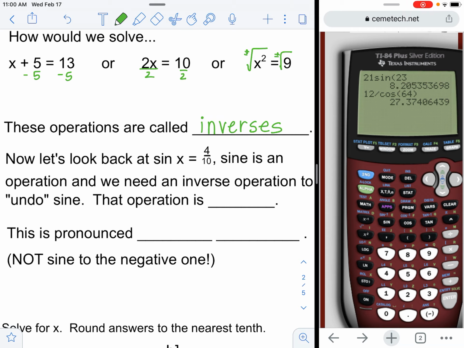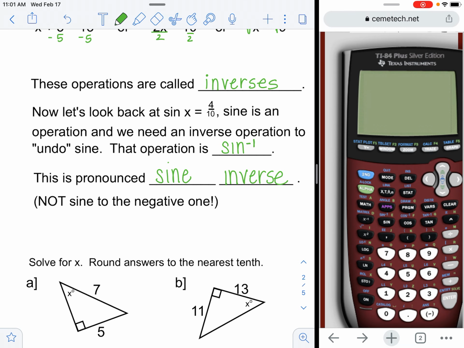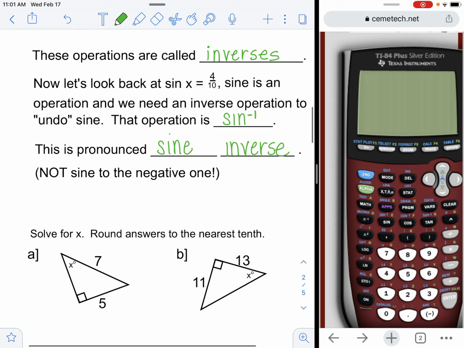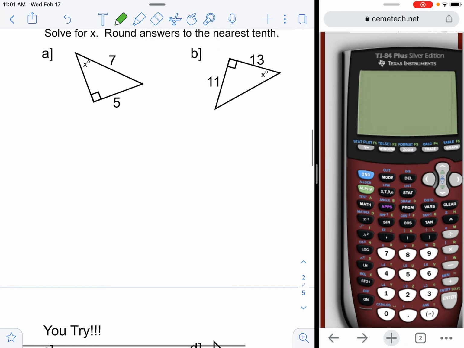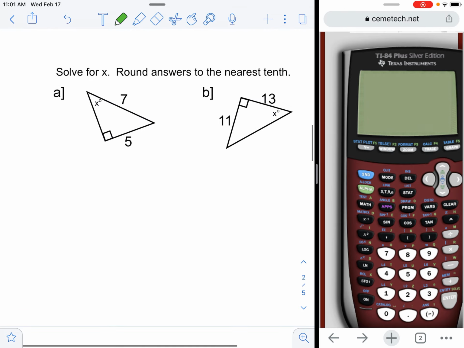So now let's look back at sine of x equals 4/10. That's what we had above. Sine is an operation, and we didn't know how to undo it, right? Is it multiplication? Is it division? Is it addition? Is it a subtraction? Is it a square root? No, it's none of those. This operation that we use to undo sine is sine inverse, okay? Now it says this is pronounced sine inverse. So it looks like with your eyes sine to the -1, okay? But it's not sine to the -1. It's sine inverse.